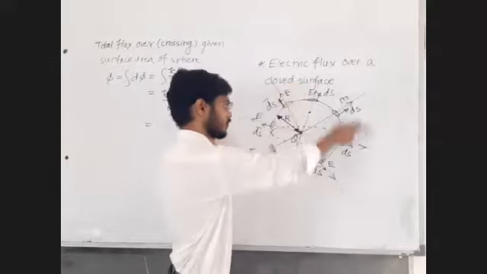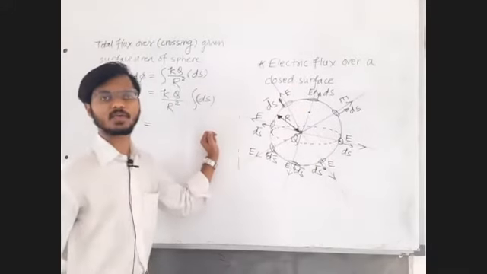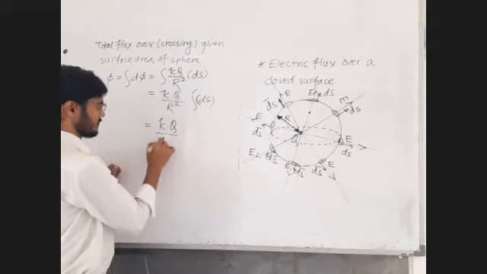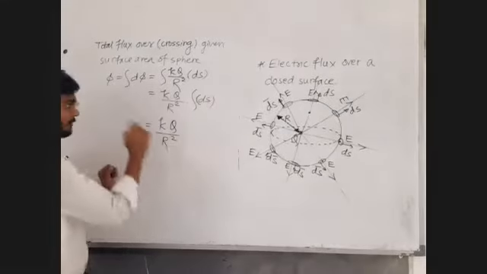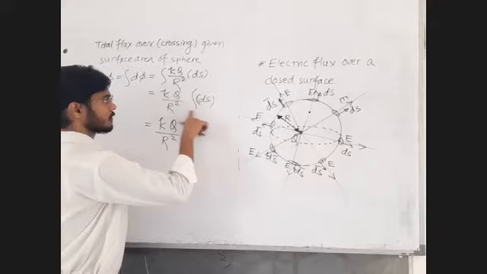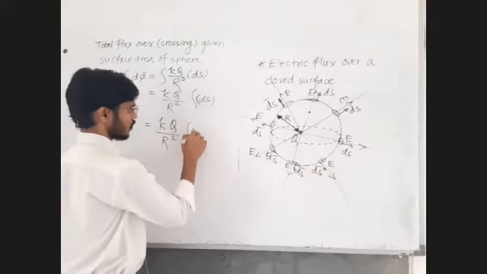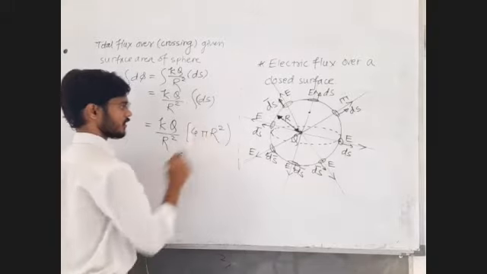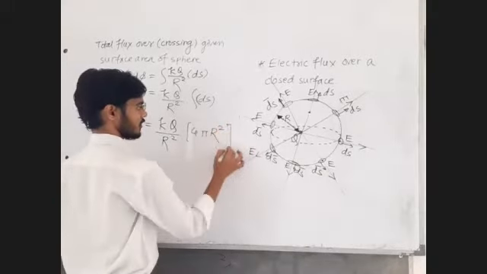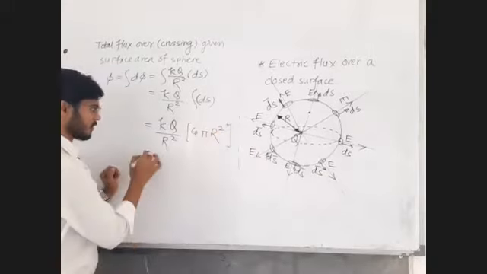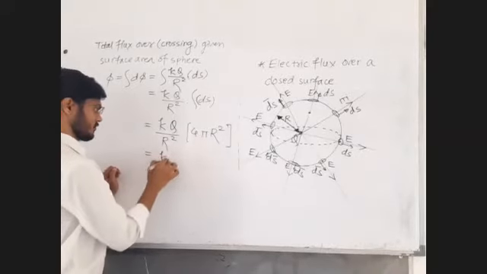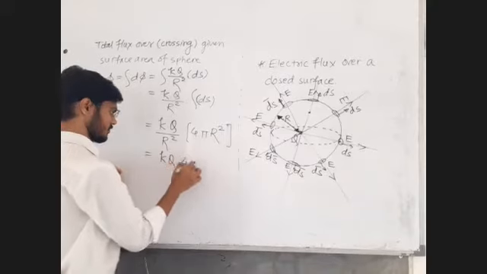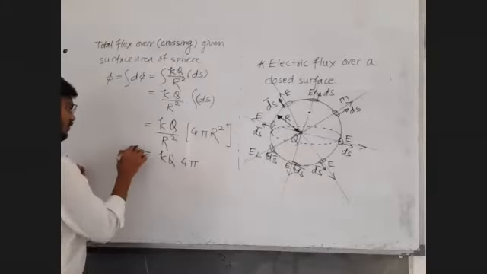Addition of all these surface areas, and that will be equal to what? Try to understand, that will be equal to 4 pi r square, surface area of the sphere, right? Fine. Sir, r square cancels. Yes, these are the electric flux.